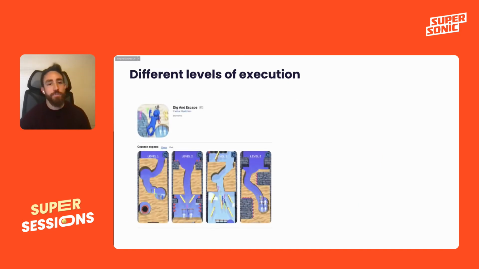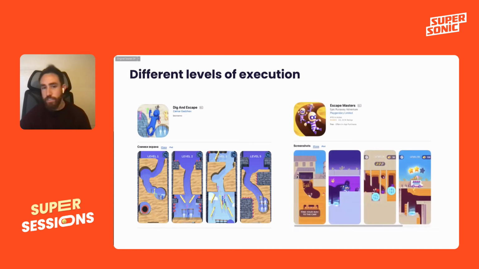This is just an example of different levels of execution. Here we see on the left, Dig and Escape, which is a game with the same rules as Escape Masters from Legendary, but we can also note that in the execution on the right side, the colors are brighter, and we have more contrast. Even with the same rules, the left game wasn't really successful, and the right one was a hit. So we need to pay attention to our own execution.